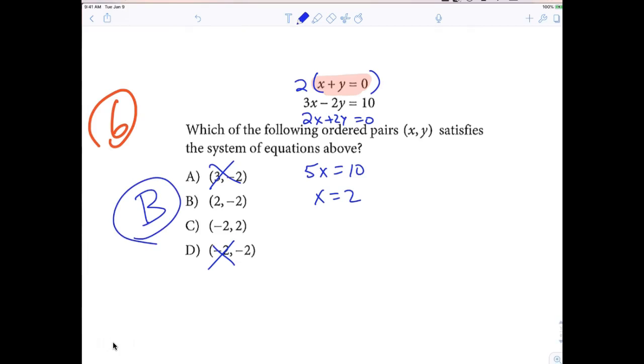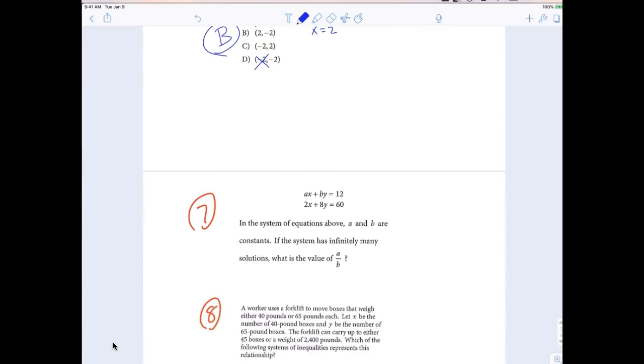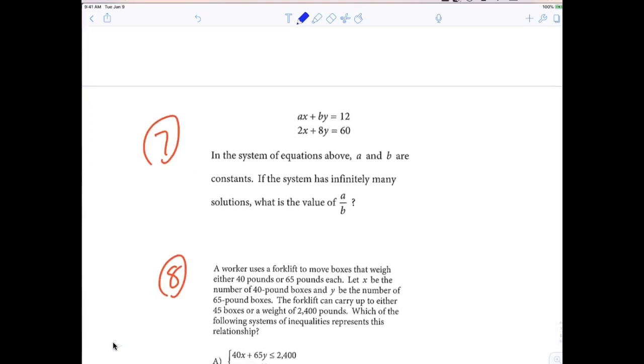Will, you still doing good? I keep asking you just to make sure. You got it? Hopefully this is good. All right. Now, 7.